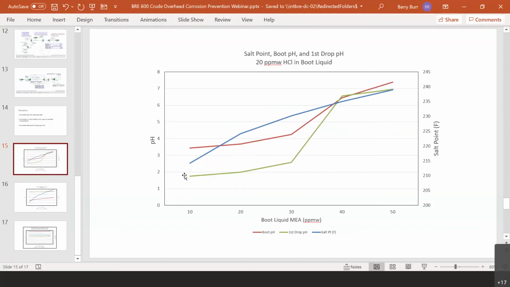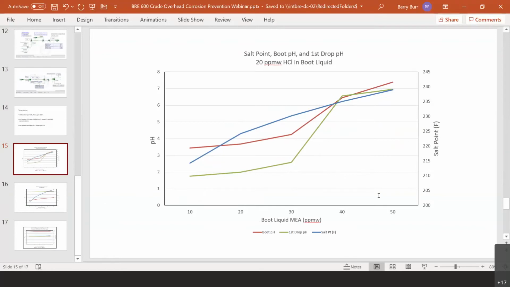But you can also see at the same time, as you increase the amount of neutralizer, the pH, especially of this first aqueous liquid drop pH, when you have just 10 ppm of MEA, your pH is very low. So that's a corrosive liquid that you don't want forming. But then as you increase the amount of MEA that you're adding, so that your boot liquid has a higher MEA content, you see that at some point the pH of the boot liquid starts to rise a lot, so you're no longer in a corrosive situation.